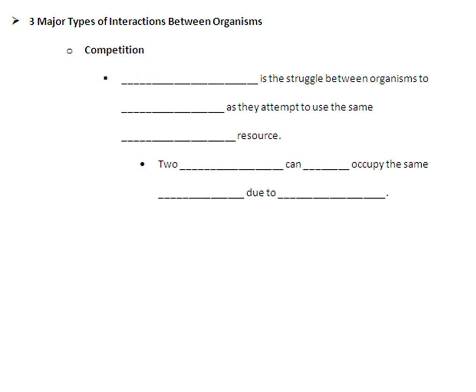Okay, this is part 2 for interactions between organisms. We're going to talk about the 3 main ways that organisms interact. The first way that they interact is through competition. Competition is the struggle between organisms to survive as they attempt to use the same limited resource.